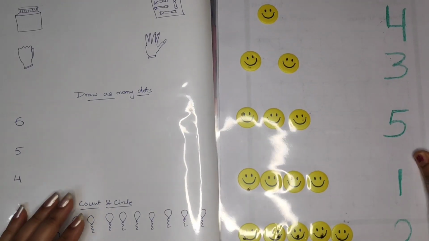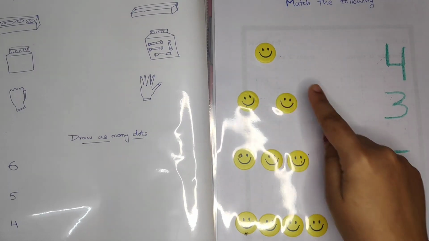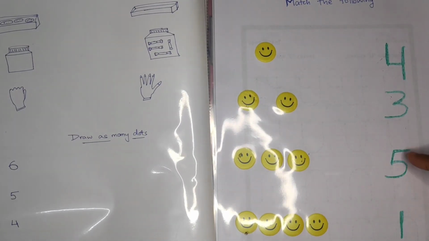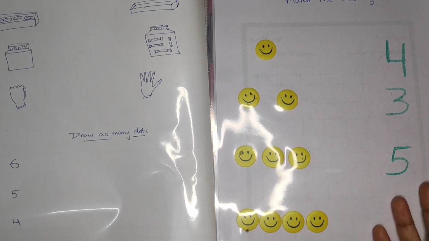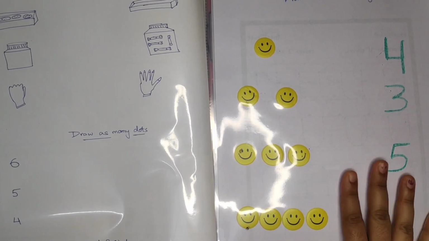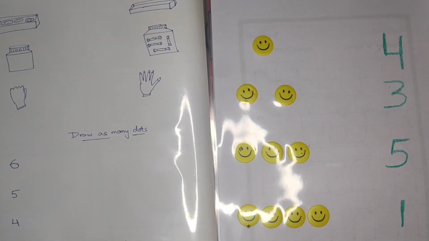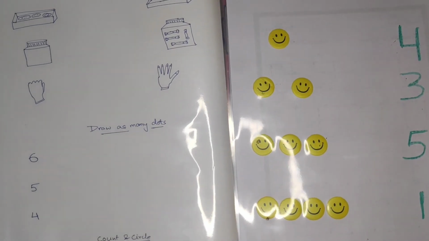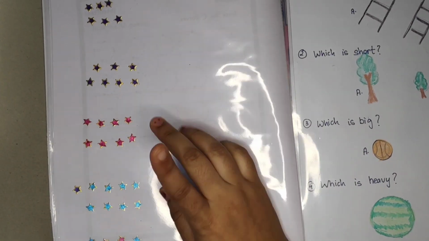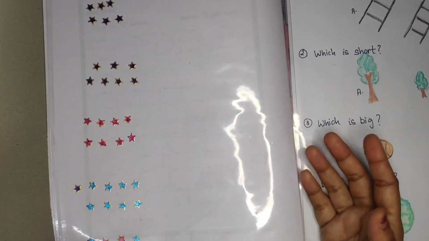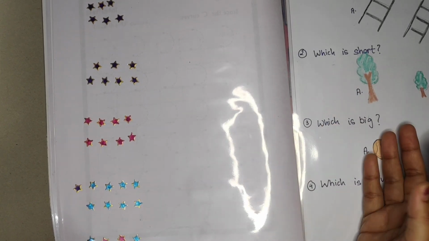Or else you can keep this kind of match the following. So match the following: 1, 4, 3, 5, 1, 2, like that I have kept it. You can do it as many as possible. To make it colorful and interesting, I use these smileys. You can use any other things, any kind of stickers. As I used some stars over here, you can use this kind of stars. If your kids love any characters, you can use those as well.